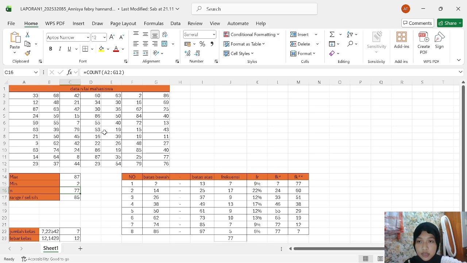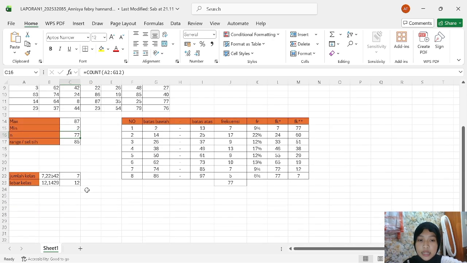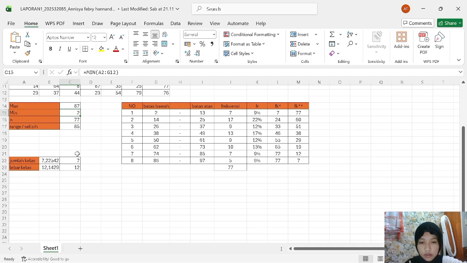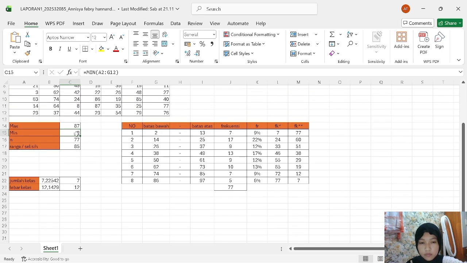This is the input data, and after that I determined the maximum and minimum values using the max and min formulas. Next, I calculated the total number of data using the count formula to find out how many data points were analyzed.